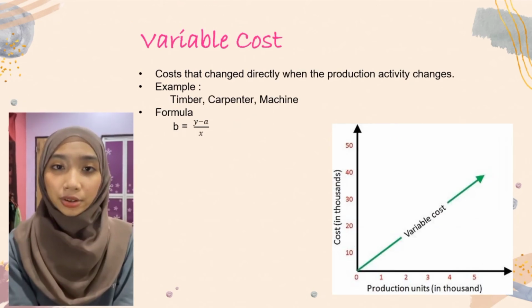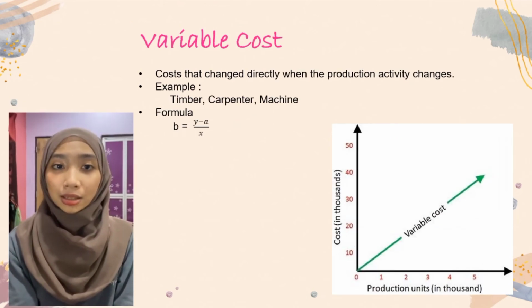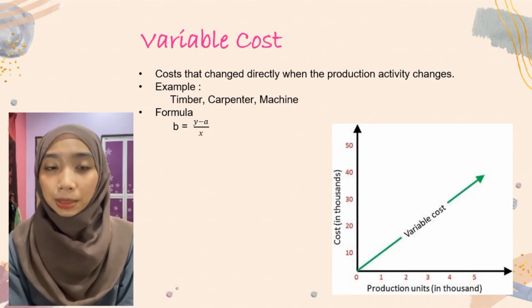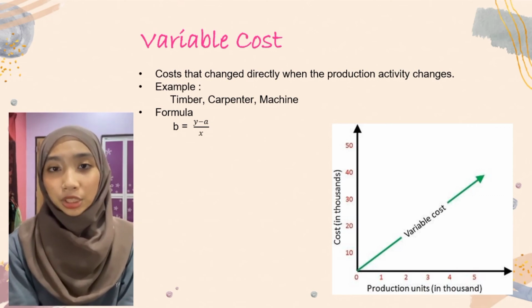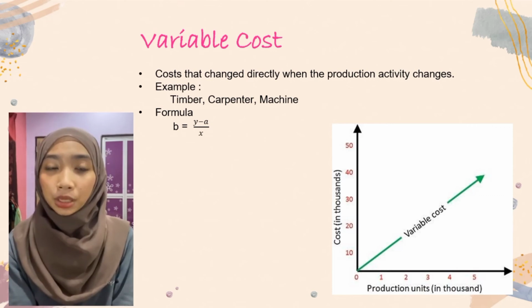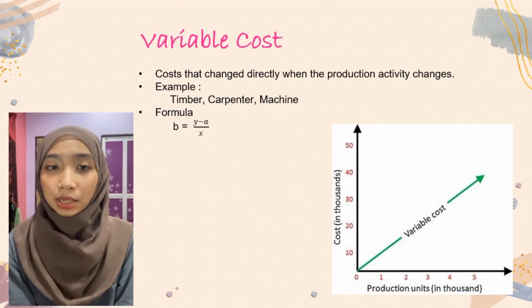Second is variable cost. Variable cost is a cost that changes directly when the production activity changes. Examples of variable cost are timber, carpenter, machine, and more. The formula for variable cost is b equals y minus a, divided by x. The graph in the slide shows that the cost is variable.